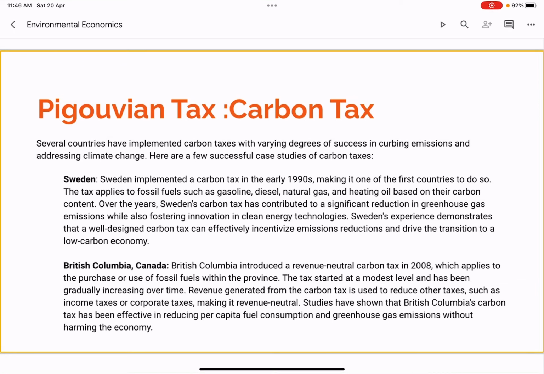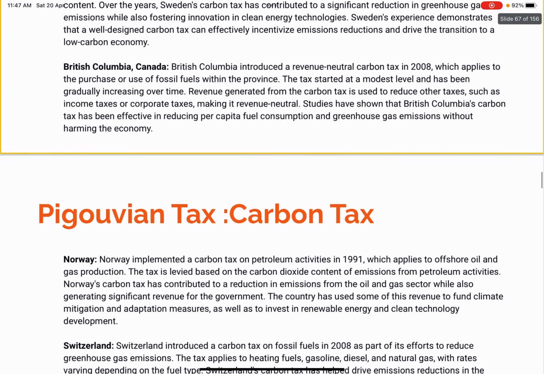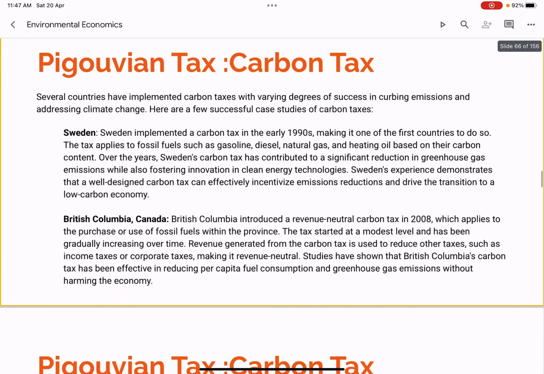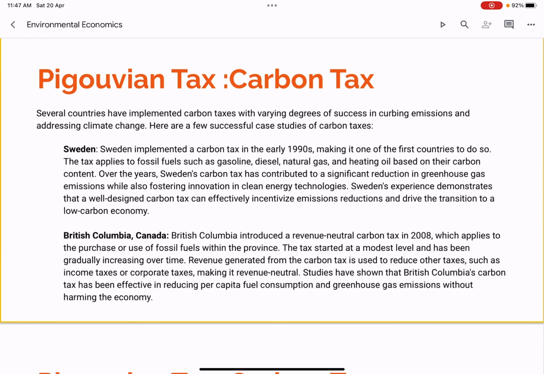Hi, friends. I would be discussing several case studies where carbon taxes are levied. I'd be listing down the countries and I would show their calculations as to how much carbon tax per liter of gasoline is levied on those countries, right? So, let me take an example of Sweden, then British Columbia, which is in Canada, Norway, and Switzerland. So these are the four countries which we are going to discuss.